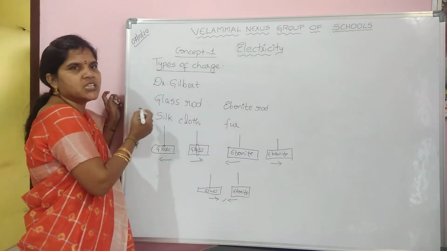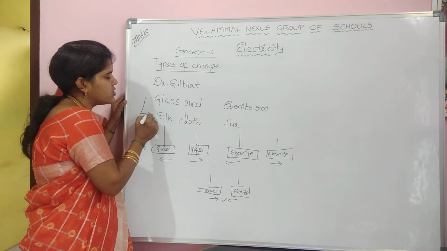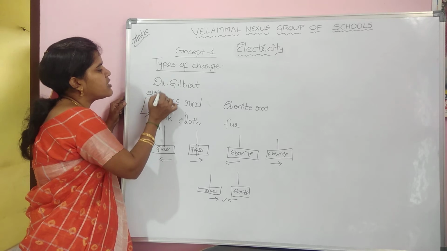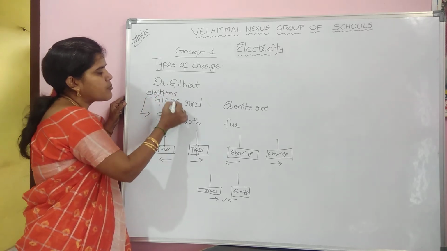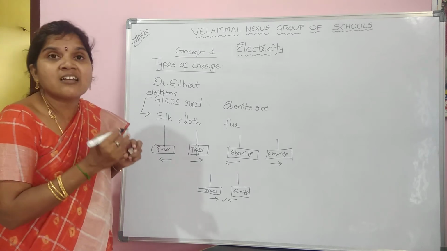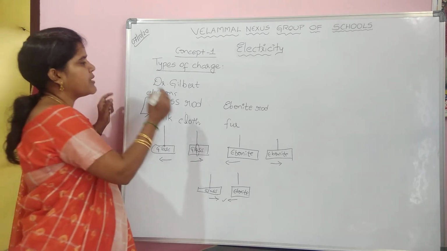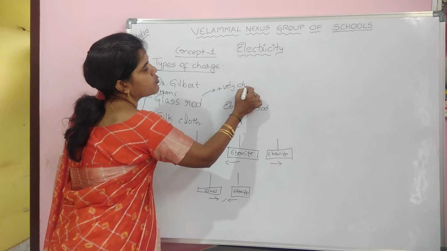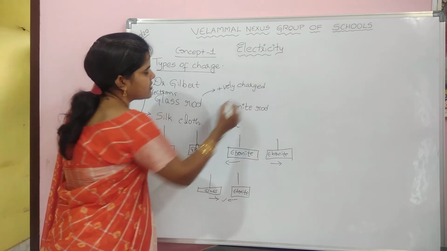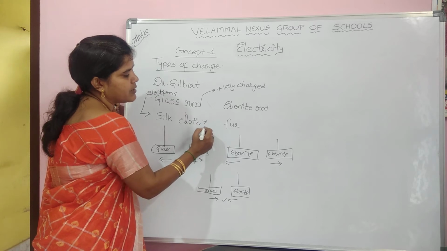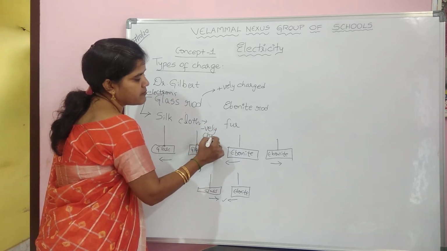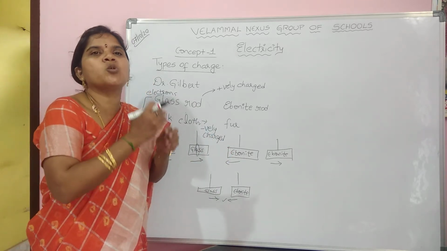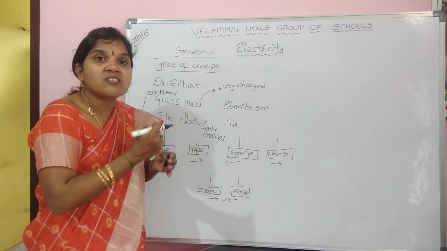Generally, in this combination, the charge moves from glass rod to silk cloth. That is, electrons get transferred from glass rod to silk cloth. As the glass rod loses electrons, it will become positively charged. As the silk cloth gains the electrons, it will become negatively charged. I repeat, children. When glass rod is rubbed with silk cloth, glass rod loses the electrons and silk cloth gains the electrons.